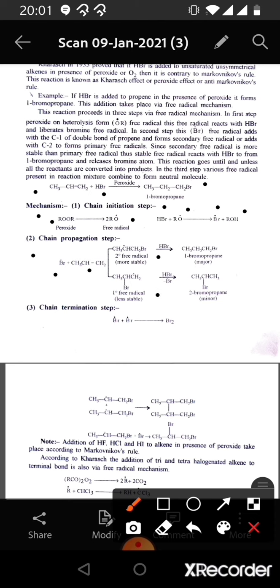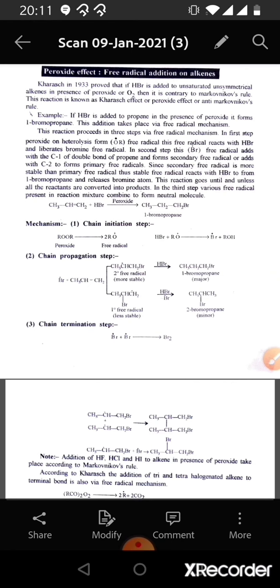As we know that the secondary free radical is more stable as compared to the primary free radical, hence the secondary free radical is formed in a major yield, and when the secondary free radical and the primary free radical react with HBr, then we see 1-bromopropane is formed as a major product and 2-bromopropane is formed as a minor product. So 1-bromopropane is a higher yield and 2-bromopropane is a lower yield.